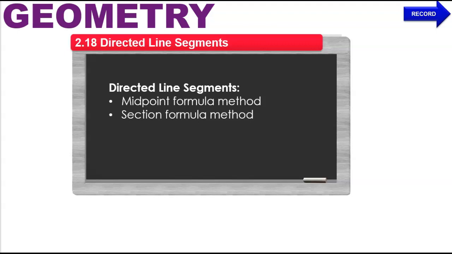Hello everybody, this is a mini lesson video for 2.18, which is the directed line segments. So we're going to talk about what a directed line segment is, and then also talk about how we find those directed line segments by using the midpoint formula method or the section formula method.